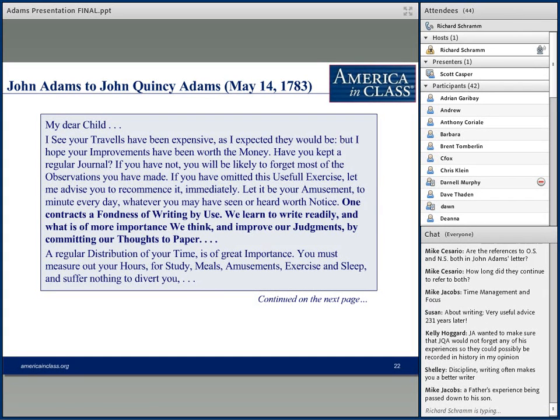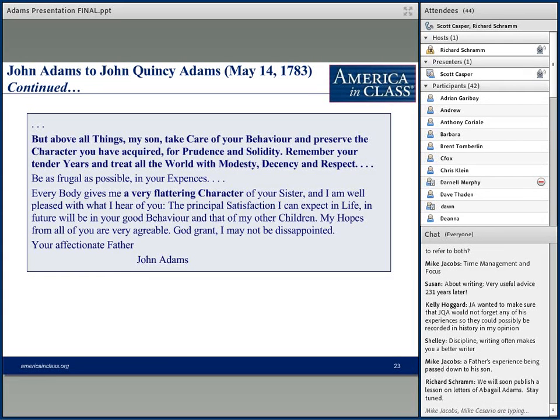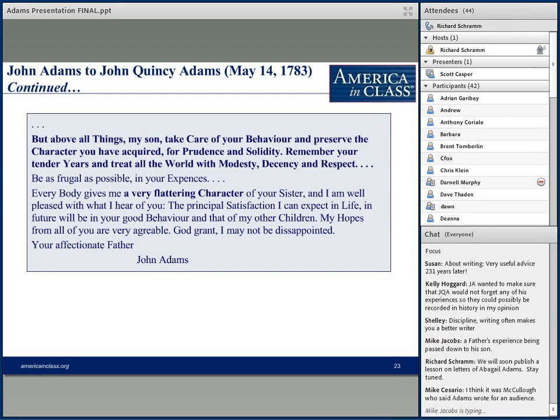what you have learned. This letter goes on to say, but above all things, my son, take care of your behavior and preserve the character you have acquired for prudence and solidity. Remember your tender years and treat all the world with modesty, decency, and respect. Be as frugal as possible in your expenses. Everybody gives me a very flattering character of your sister, and I am well pleased with what I hear of you. The principal satisfaction I can expect in life in future will be in your good behavior and that of my other children. My hopes from all of you are very agreeable. God grant I may not be disappointed. Your affectionate father, John Adams.